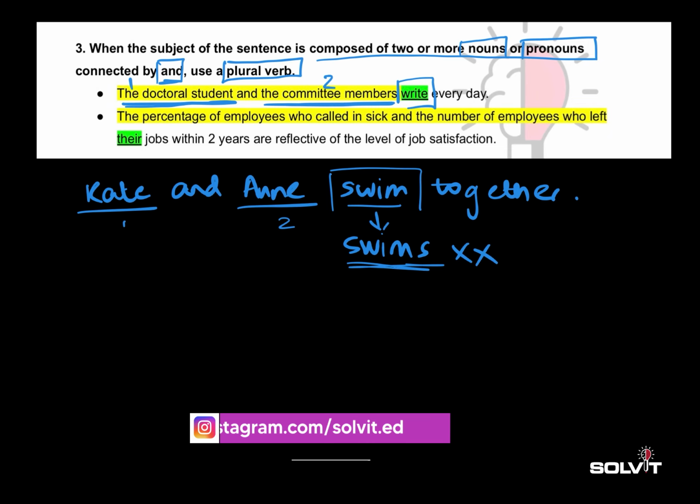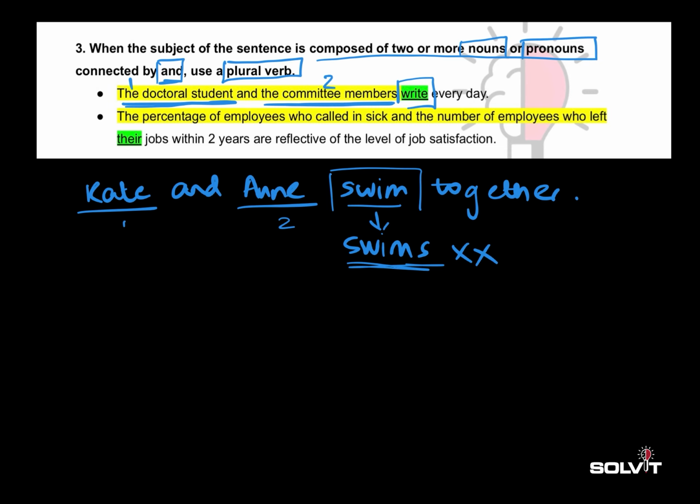The second example: "The percentage of employees who called in sick and the number of employees who left their jobs within 2 years are reflective of the level of job satisfaction." So, the percentage of employees who called in sick is our first subject. The number of employees who left their jobs is our second subject. Within 2 years are reflective of the job satisfaction. Okay. Did you notice the word "are"? "Are" is a verb here, okay? And what form is it? It's plural. And why is it plural? Because our sentence is composed of two or more subjects, two subjects basically.